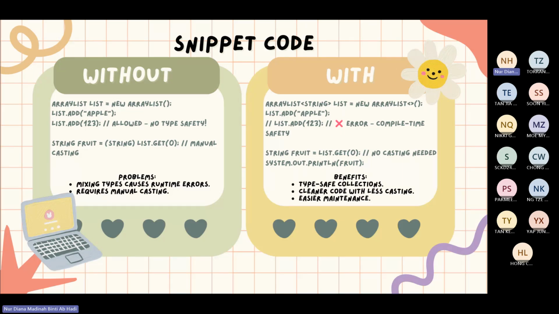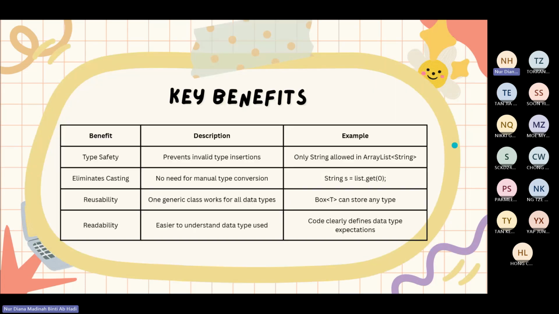Okay, next. So there will be key differences. If you look here, type safety means that it will prevent invalid types being inserted, where only string is allowed inside the ArrayList. You already specify ArrayList of String, where it only accepts strings. If the user wants to input an integer, is it allowed? No, it will not be allowed.